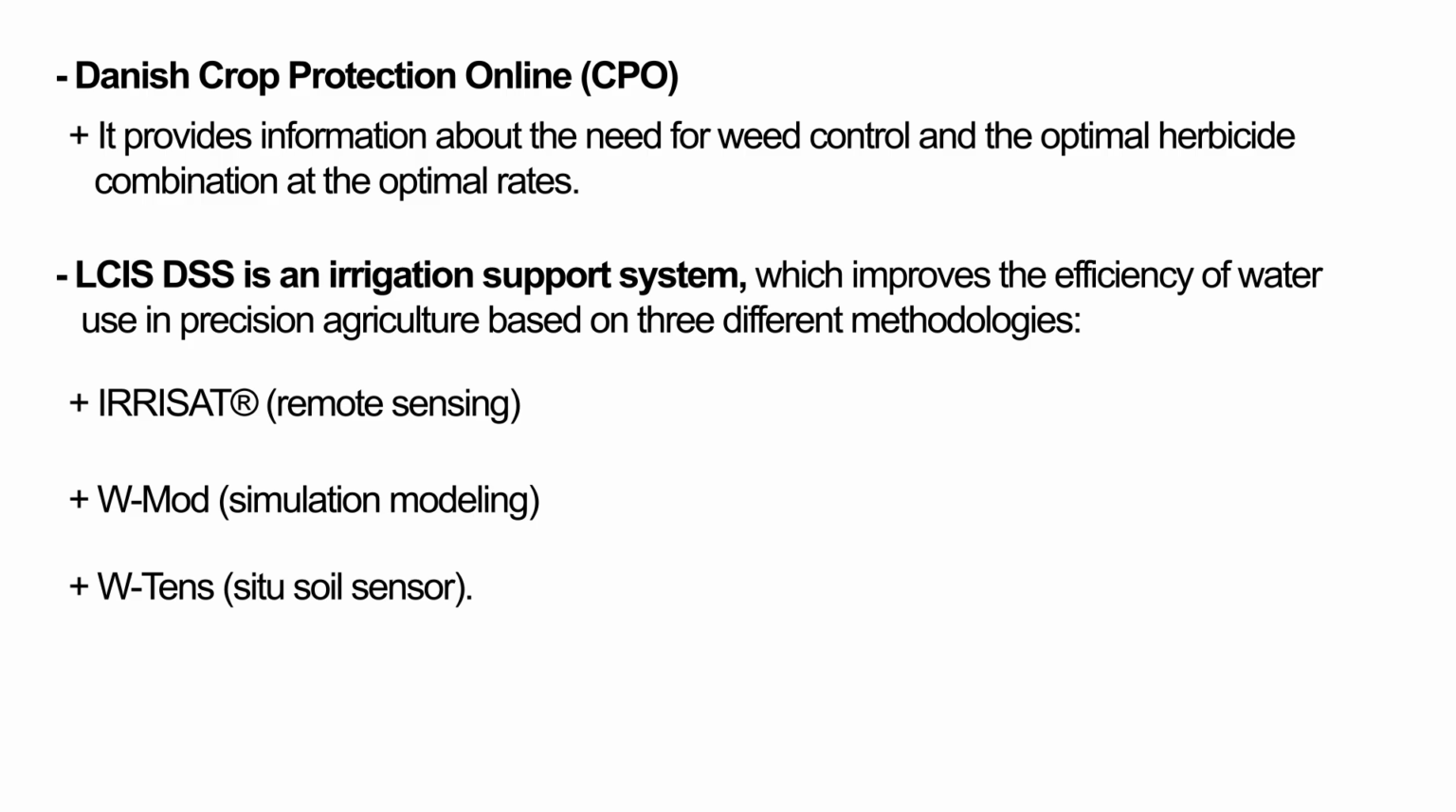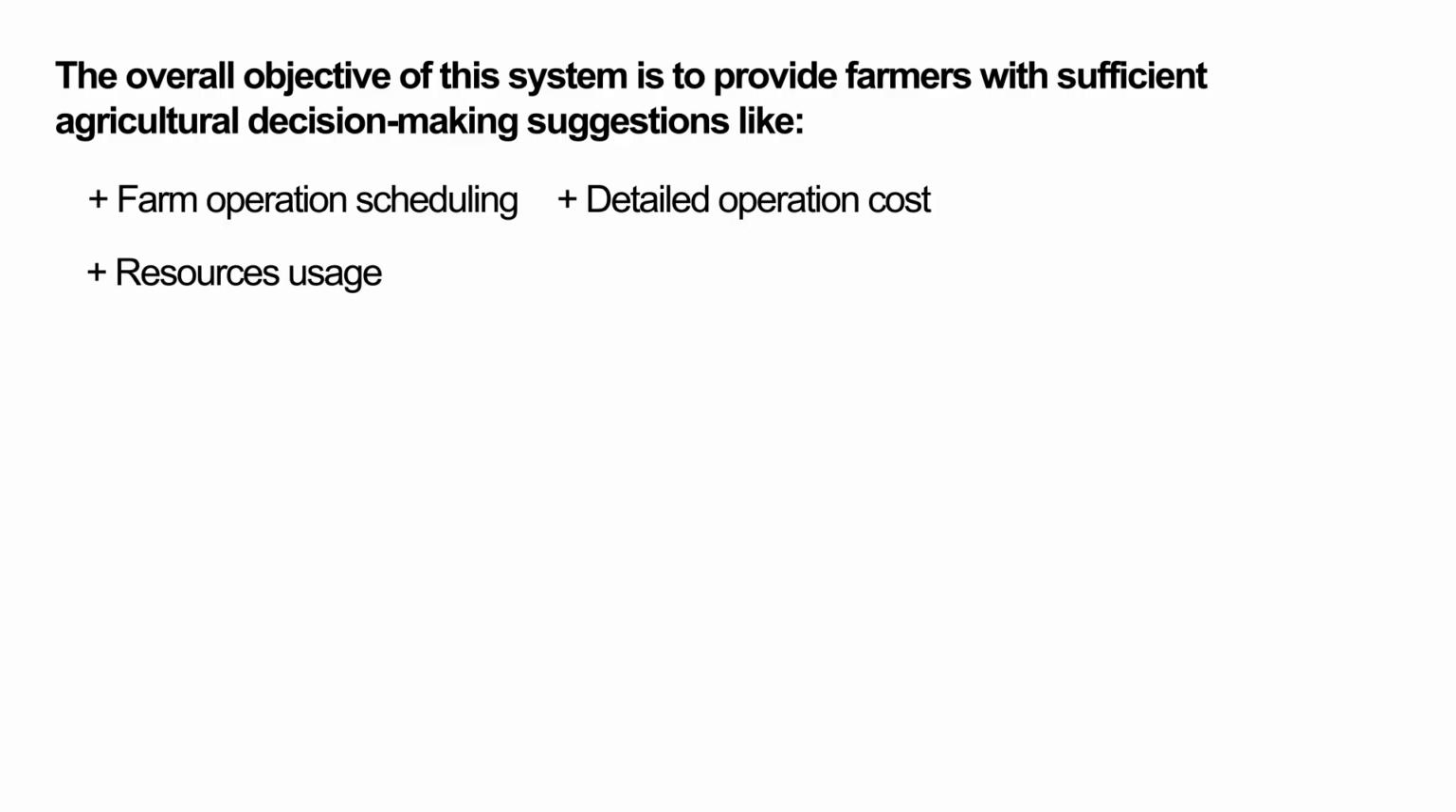Moreover, the AgriSupport 2 system aims at adopting the latest advances in decision support systems to fulfill the needs of agricultural production processes. Riccio et al., 2003. The overall objective of this system is to provide farmers with sufficient agricultural decision-making suggestions like farm operation scheduling, detailed operation cost, resources usage, and profitability analysis.